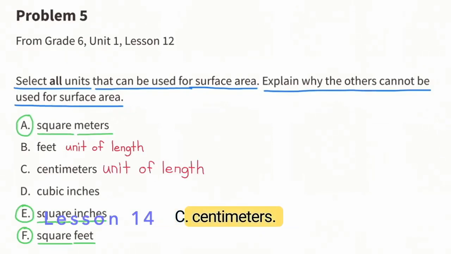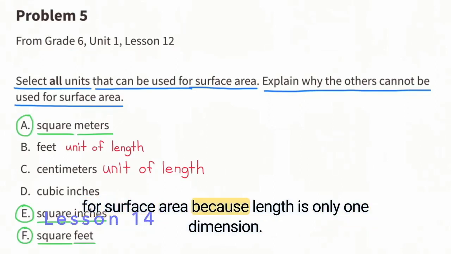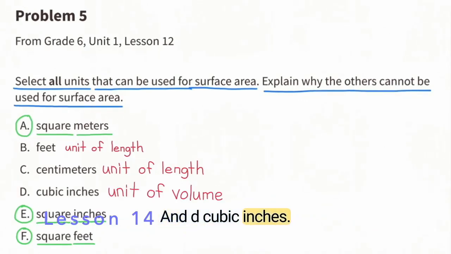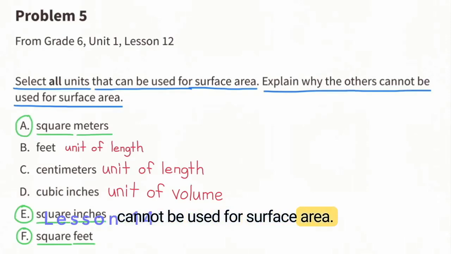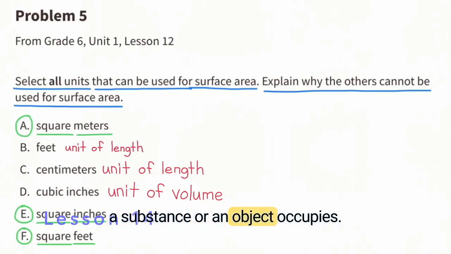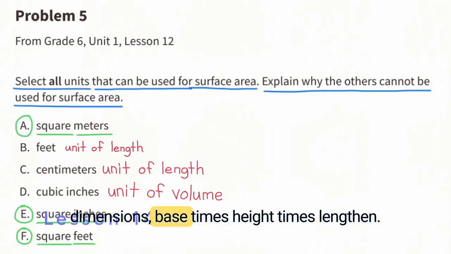C, centimeters. That's also a unit of length and can't be used for surface area because length is only one dimension. And D, cubic inches. That's a unit of volume and cannot be used for surface area. Volume measures the amount of space that a substance or an object occupies. For example, a container. Volume has three dimensions, base times height times length.